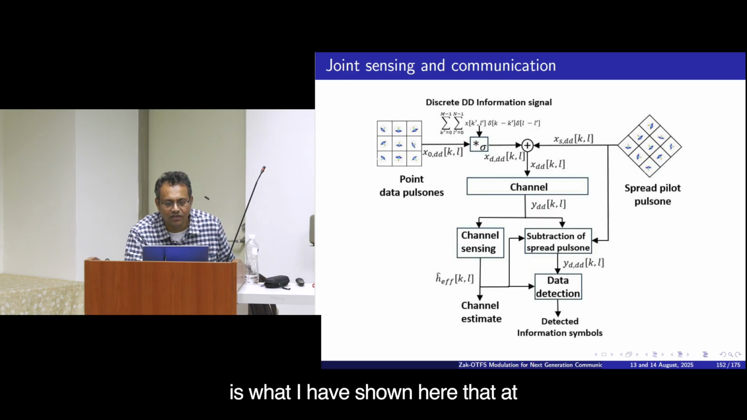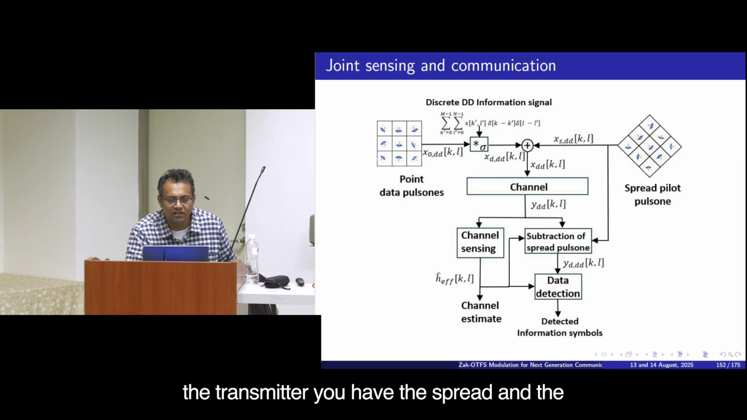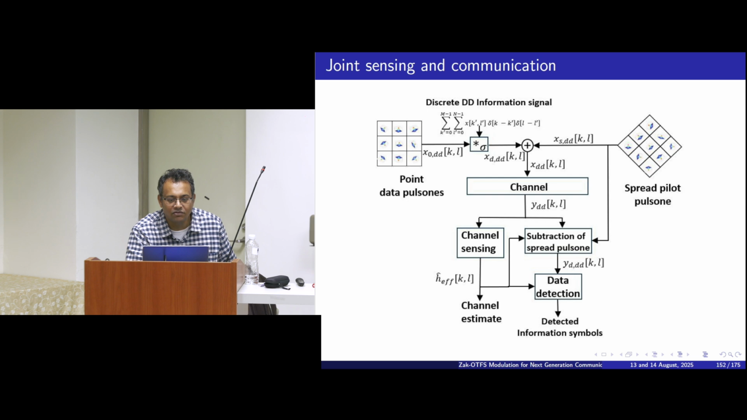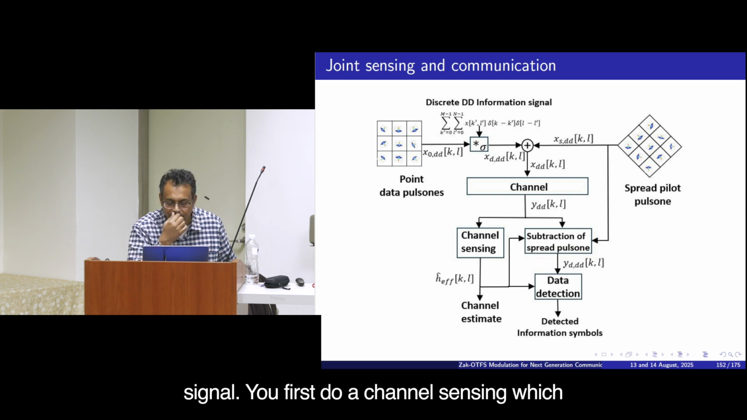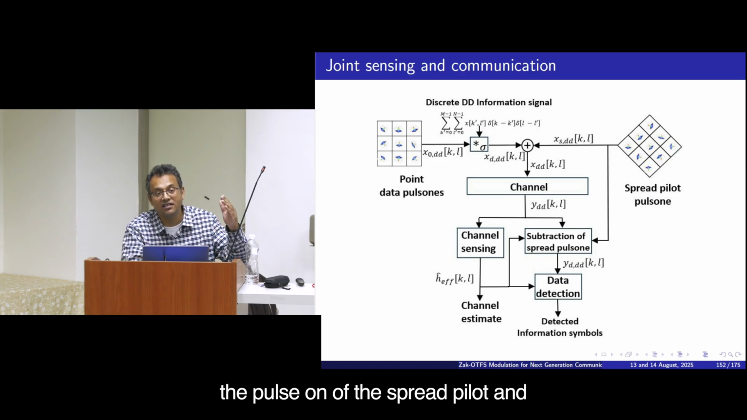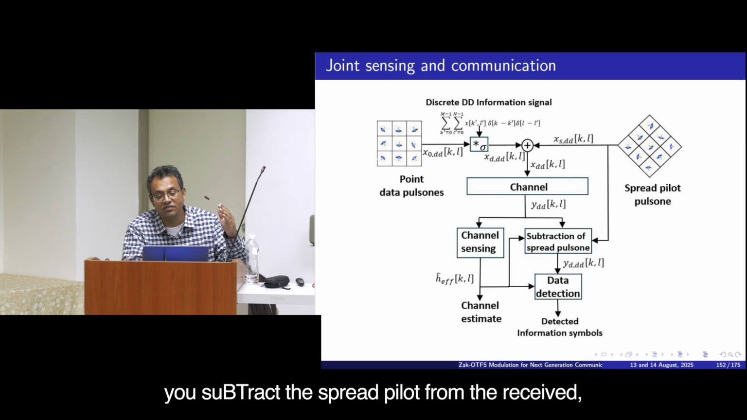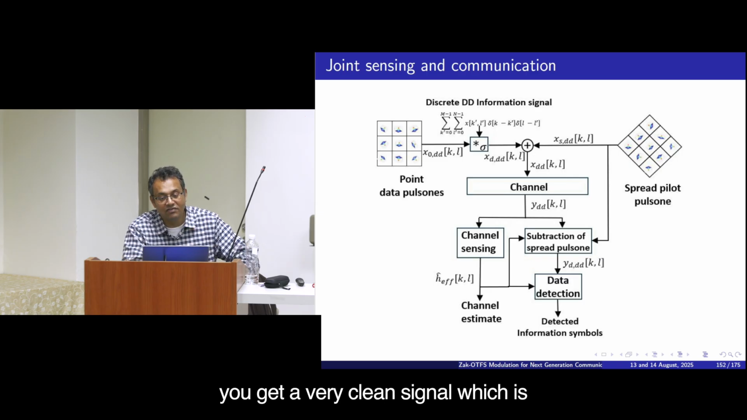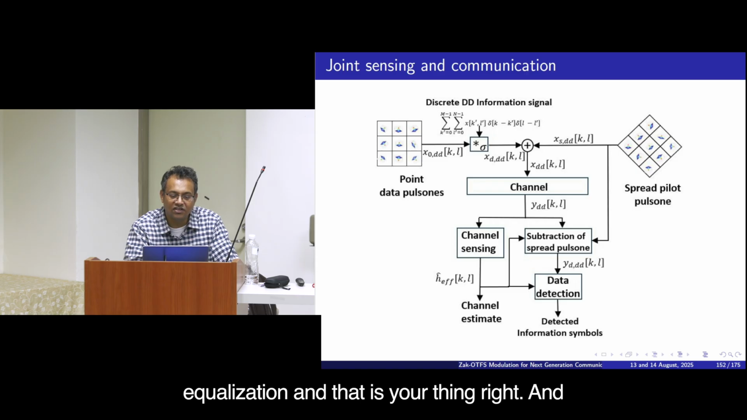So, that is what I have shown here, that at the transmitter you have the spread and the point pulse, you add them, you transmit, you receive both of them together in one signal. You first do a channel sensing, which is that cross ambiguity, you get the estimate. From the estimate, you make an estimate of the pulse of the spread pilot, and you subtract the spread pilot from the received, you get a very clean signal which is mostly data, and you do the data detection, equalization, and that is your thing, right.